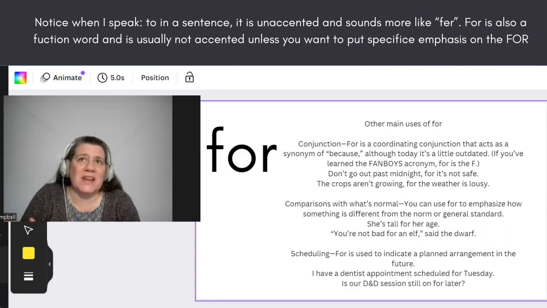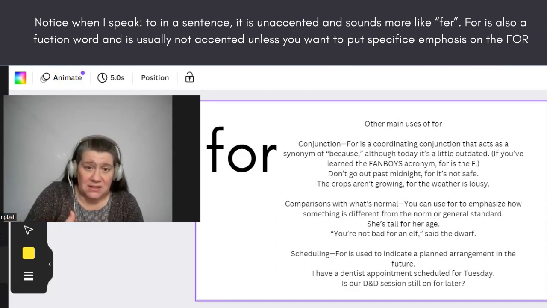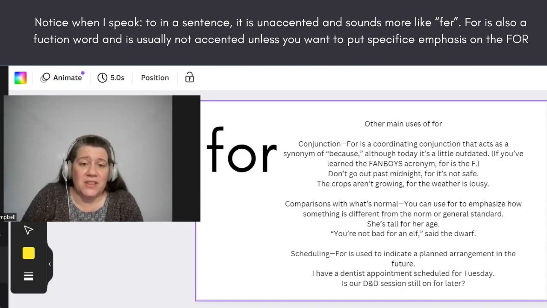And if you're reading older things that were written 50 years ago, 100 years ago, 200 years ago, then you will see it more often. So this idea of for being used as a conjunction is perfectly grammatically correct. However, it is falling out of use.